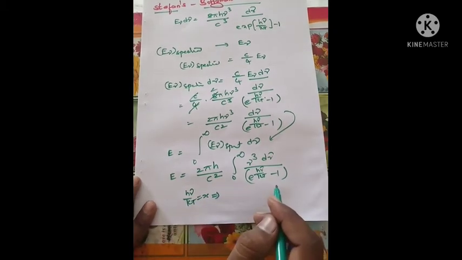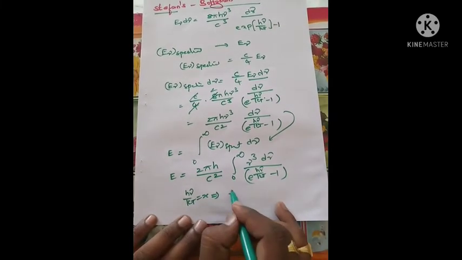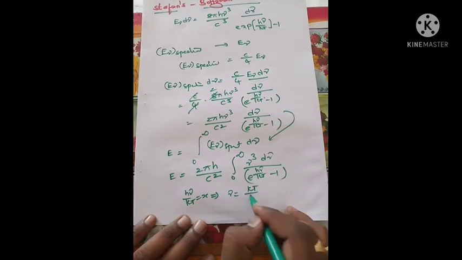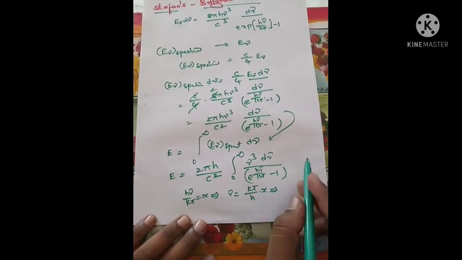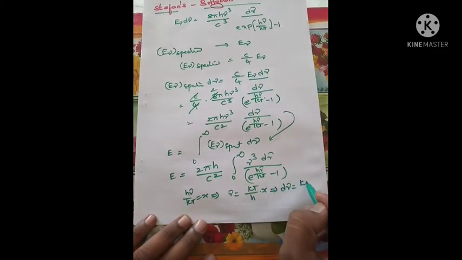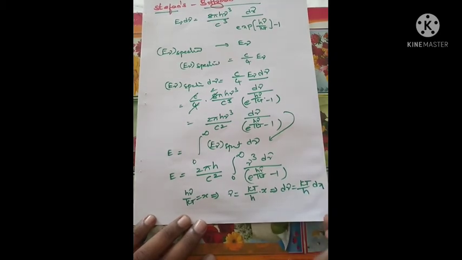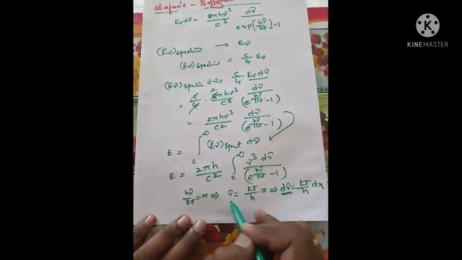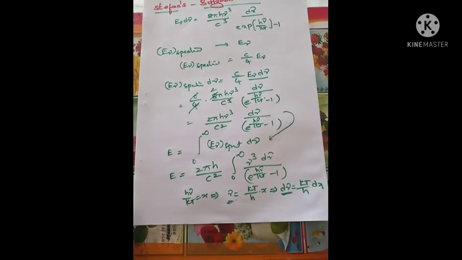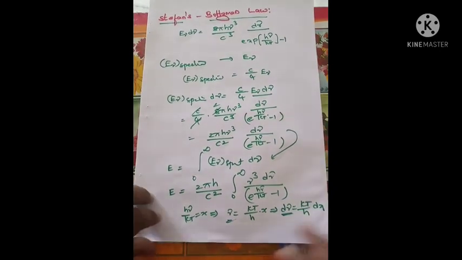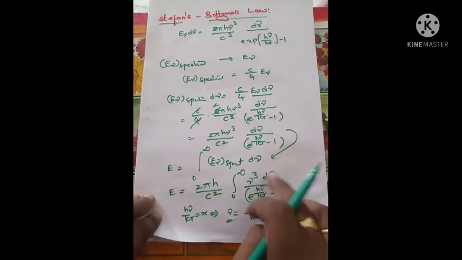All right, so this is the formula. Let h nu by kT equal x. From this equation, nu equals kT by h into x, and differentiating this, we get d nu equals kT by h into dx. Now substitute the nu value and d nu value in the above equation.